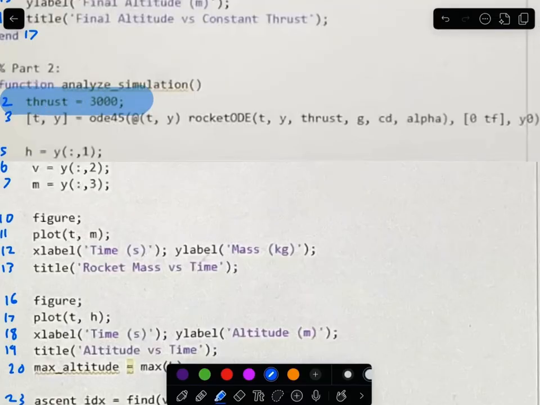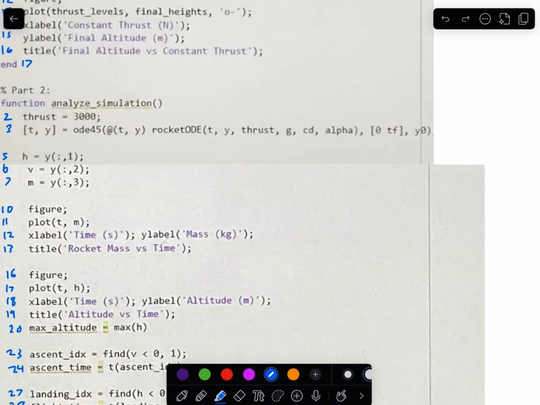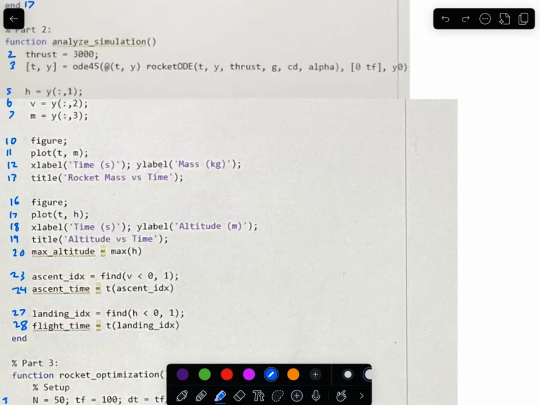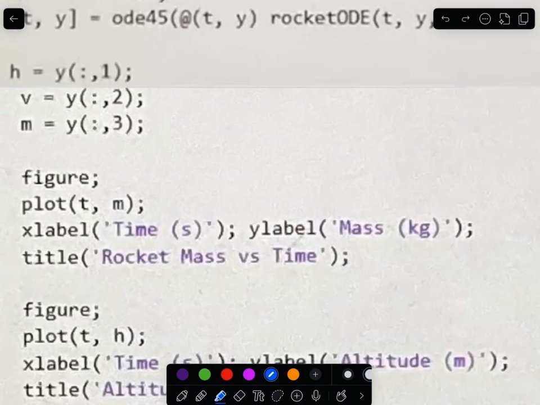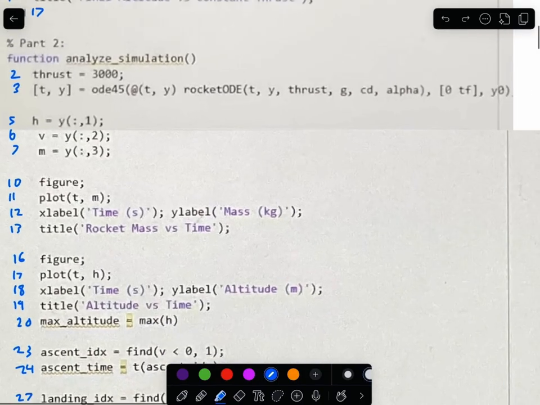As you can see, line 2 here, we have our thrust, and we just decided to choose an initial value of 3,000 for this analysis. We have line 3. What line 3 does is it basically just simulates the rocket's dynamics using, once again, the ODE45 function. These 3 lines right here, these are just the altitude, velocity, and mass, and we're basically extracting this from the ODE solution, more or less.